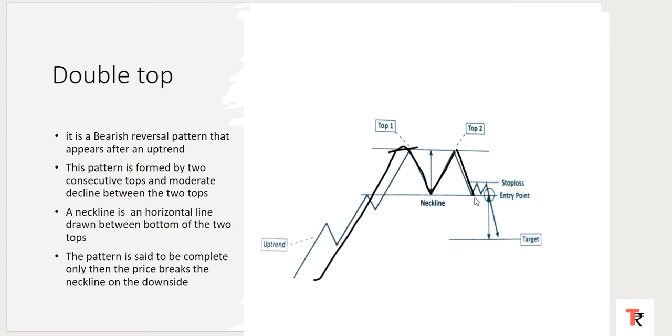Again it gives you a pullback in the stock. This is called a double top. You can find one top and the second top. You can also find a third top, that becomes a triple top. Here I'm just showing you a double top pattern.